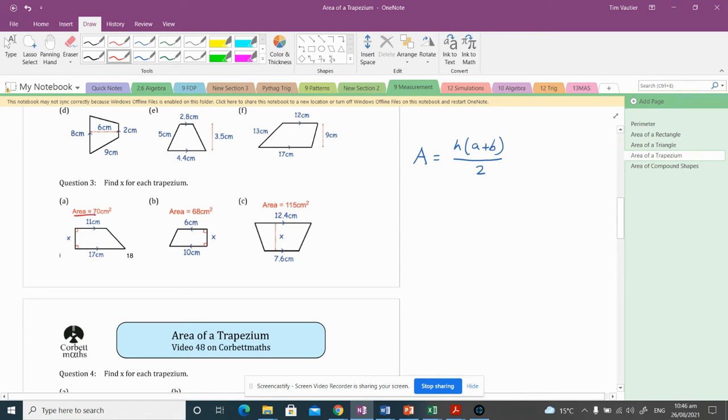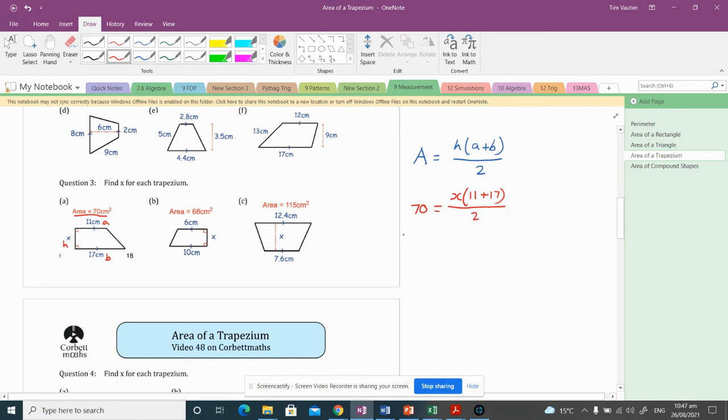We've got the area here, and our height is what we don't know. We've got our two parallel sides, which would be A and B perhaps. It doesn't matter which way around you label them. If I took this information and put it into my formula here, A, or area in this case, is 70. And H, that's what I don't know. That's where X has been put in my picture, so instead of H, I'm writing X. 11 is A, and 17 is B.